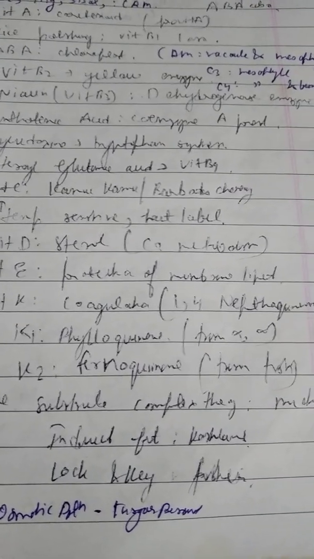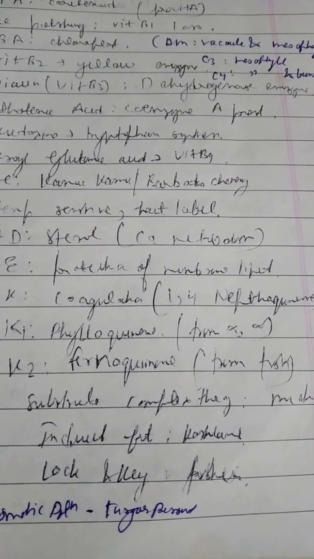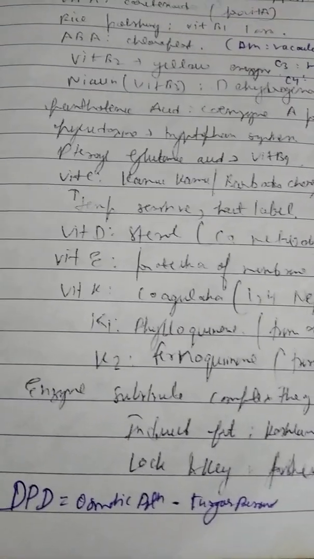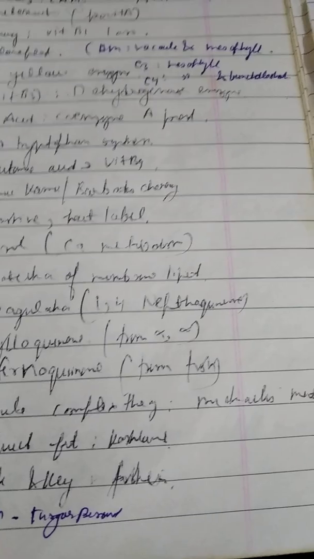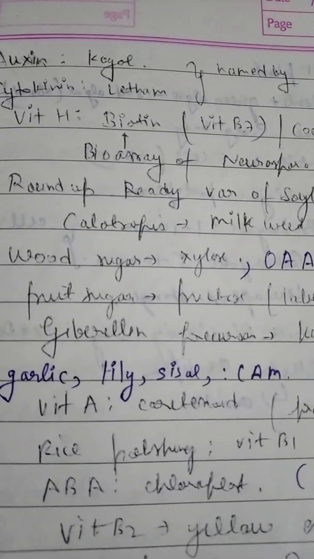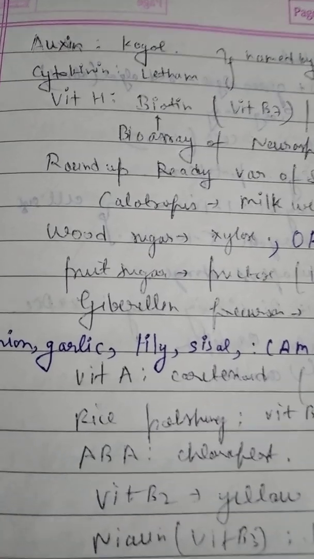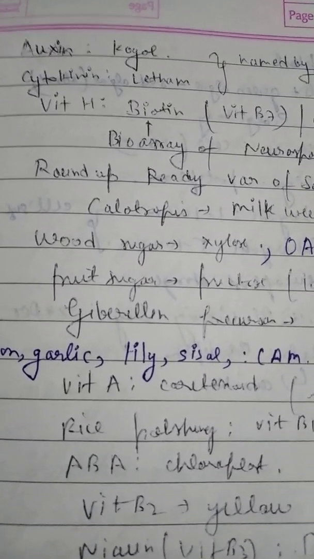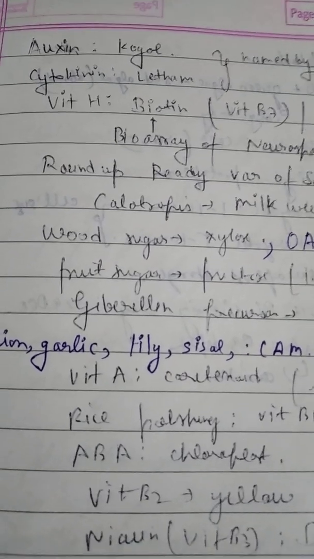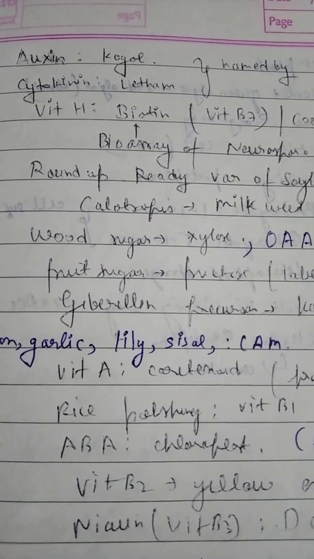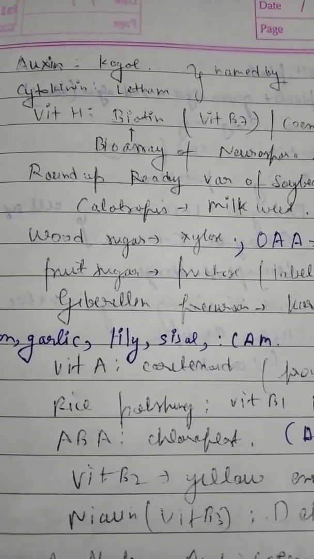Like induced fit theory, induced fit theory is given by Koshland. Lock and key hypothesis is given by Fisher, and this enzyme substrate complex theory is given by Michaelis-Menten. Please student remember it. And student also remember that the term auxin was named by Kogel, and cytokinin was named by Latham. Please student remember auxin named by Kogel and cytokinin named by Latham.